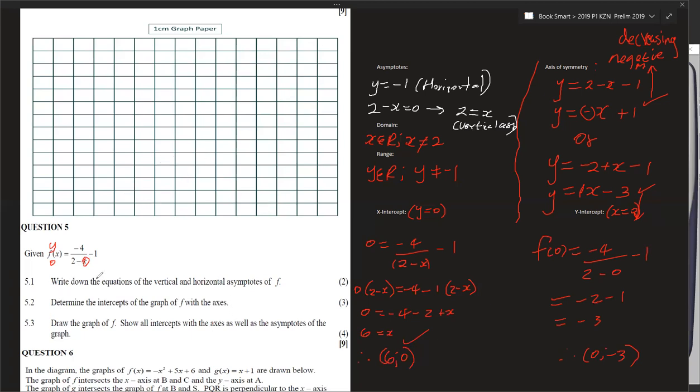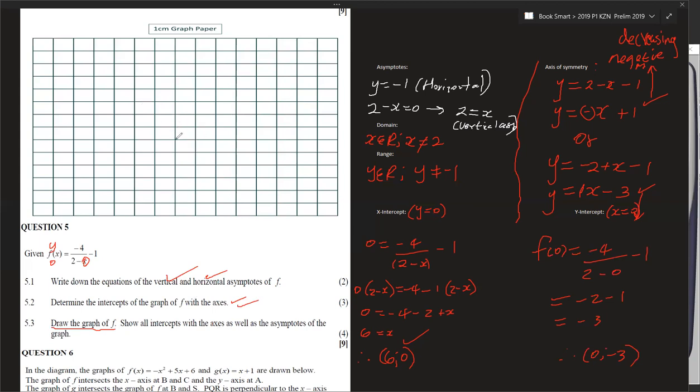Let's see. Write down the equations of the vertical and horizontal asymptote. We already did them. There they are. Determine the intercepts of the graph with the axes. This is the x and y intercepts. We did them here and there. And then they want us to sketch now. They want us to draw the graph.